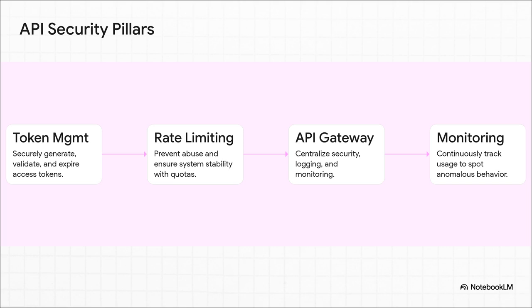First, you need rock-solid token management. Think of these like digital keys that automatically expire. Second, rate limiting and quotas are a must to stop bad guys from just hammering your system into the ground. Third, using an API gateway centralizes all your security and logging, which makes it way easier to manage. And finally, you have to be constantly monitoring. You've got to track usage so you can spot weird behavior before it turns into a real problem. And a little pro tip here. A lot of people set up the gateway and then forget about it. Real security comes from that active, continuous monitoring.